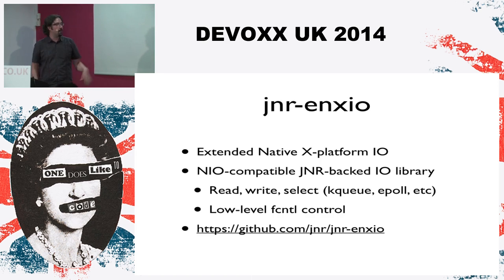Okay, so moving on from there, now we've got all these raw functions. We want to be able to start mapping some things into standard Java objects, standard Java wrappers. JNR ENXIO, Extended Native Cross-Platform I/O, is basically a set of standard-looking NIO selectable channels that are simply backed by a native file descriptor and native function calls to read and write from that file descriptor. And then it gives you access to the full set of file control flags, and lets you do selection on I/O types that you wouldn't have been able to on the JVM normally, like subprocesses, like standard I/O, and so on.